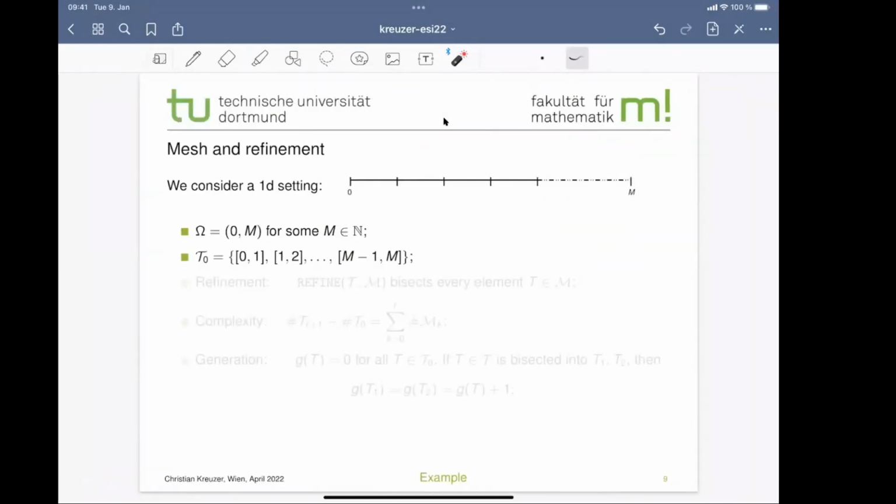So the example is a 1D example, and the reason that it is 1D is that you don't need to care about hanging nodes and all this stuff, which really causes problems when you try to trace what is happening during all the refinements. So we take omega to be the interval from 0 to m, you can see it here. And we have the initial triangulation, which is just all the unit intervals, from 1 to m.